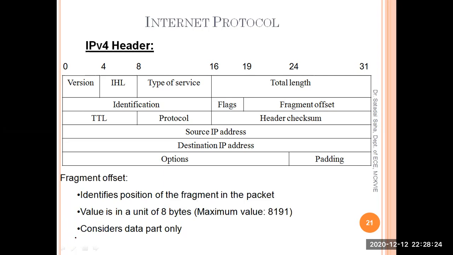Next is the fragment offset. So it is an offset within the packet. If a packet is fragmented, obviously the fragments will be different parts of the packet. So how will they be reassembled by the receiver? This offset is an indication of the offset value for a particular fragment. That means if a packet is divided into 10 fragments, then the first fragment will have the offset value as 0.